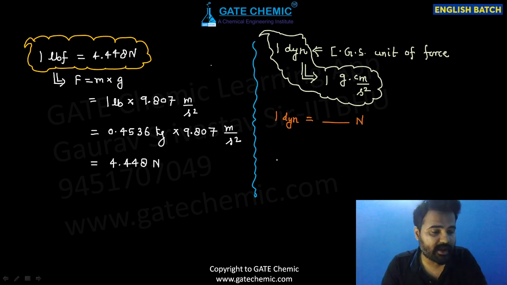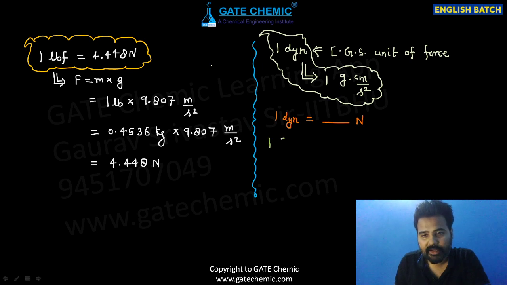Yeah, beta, in Newton. N is Newton. Dhananjay, 10 to the power minus. Okay, okay. You were wrong. Typing error. Okay. No problem.